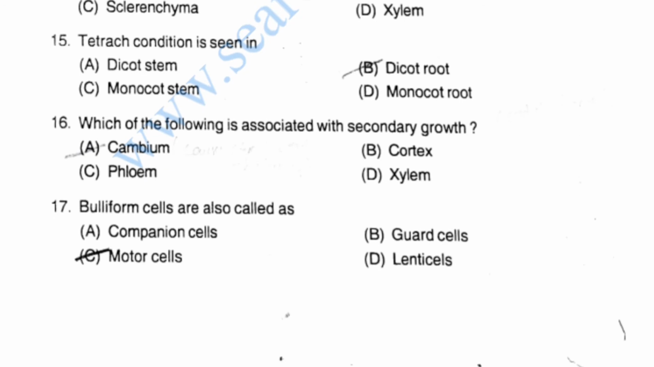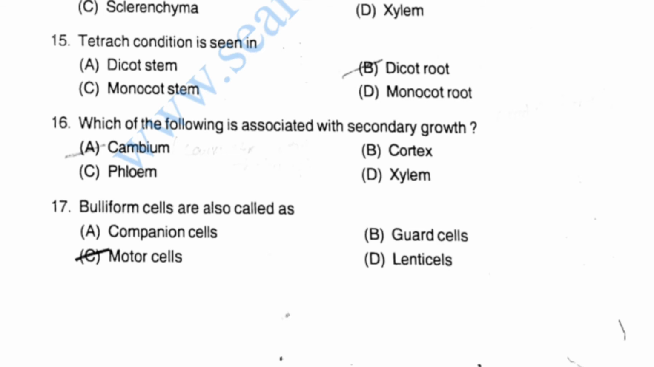Now come to question number 15. So what is the question here? Tetrarch condition is seen in dash. So our answer is going to be, what is that? That is the dicot root. Tetrarch condition can be seen in dicot root. Clear? Next, question number 16.